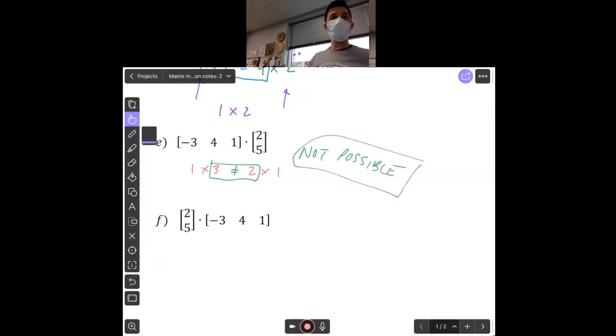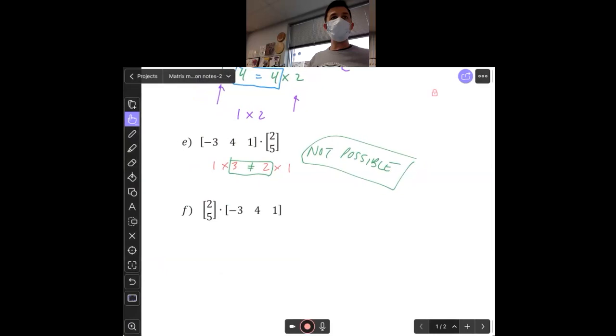What do you guys notice about E and F? Right? They're the same two matrices, but in opposite order. Well, now I have 1, 2, 1, so a 2 by 1 times a 1 by 3. So what happened? It's possible now. Oh, that's why they do that, right?